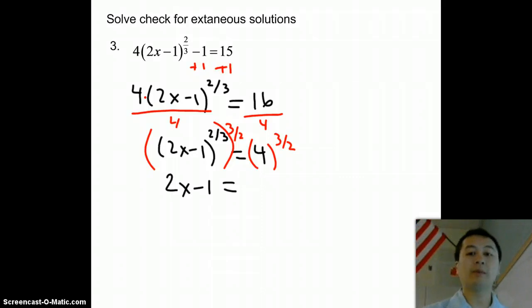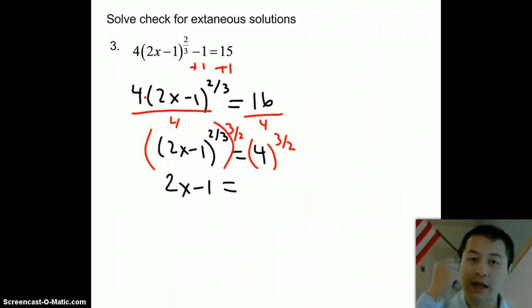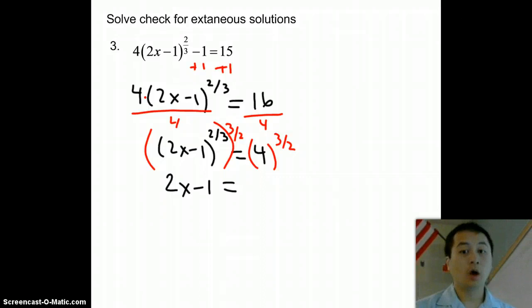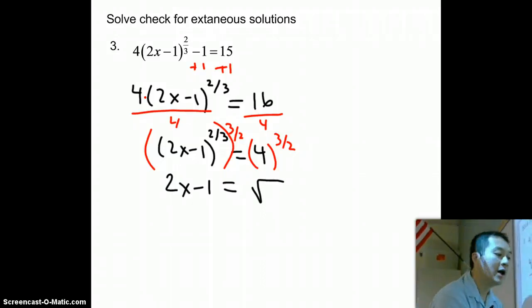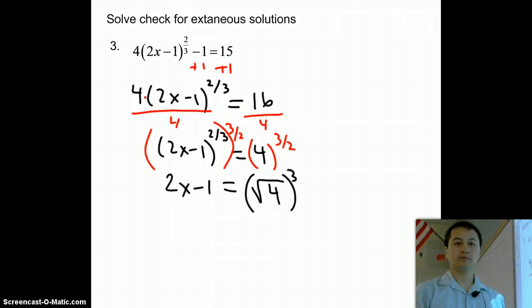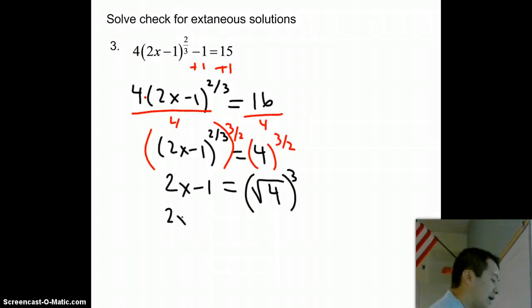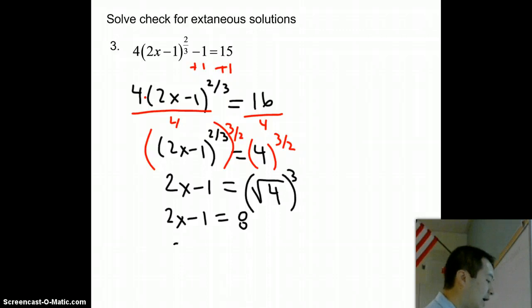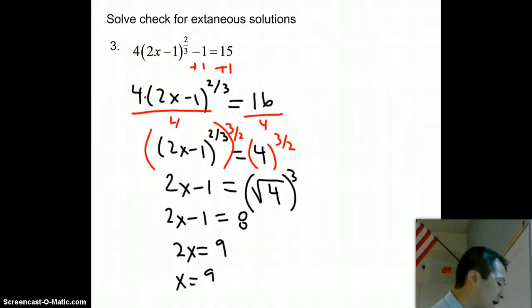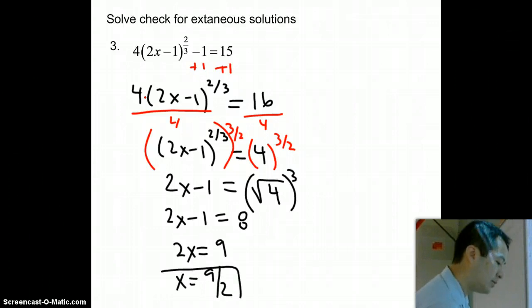What does that mean? Remember, every time you see a fraction in the exponent, it means radical. What kind of radical? It's a square root. Very good. Of what? Of 4 cubed. 2x minus 1 equals... What's the square root of 4? It's 2. 2 cubed is 8. Add 1 to both sides. 2x equals 9. Divide by 2. X equals 9 over 2.